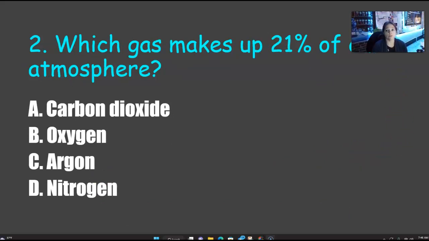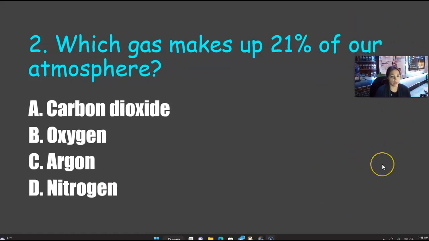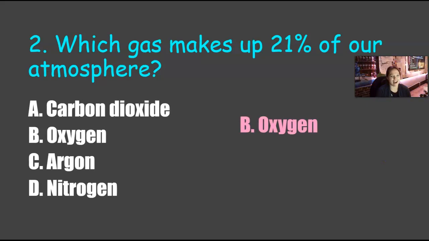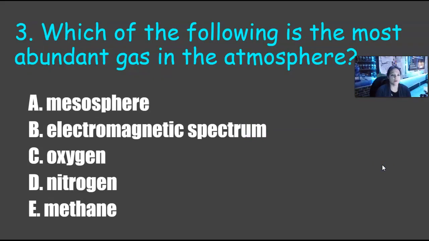Which gas makes up 21% of our Earth's atmosphere? Is it carbon dioxide, oxygen, argon, or nitrogen? You should have oxygen. Oxygen makes up that 21%. Nitrogen is the most. Which of the following is the most abundant gas in the atmosphere? Is it the mesosphere, the electromagnetic spectrum, oxygen, nitrogen, or methane? I'm hoping you got nitrogen.